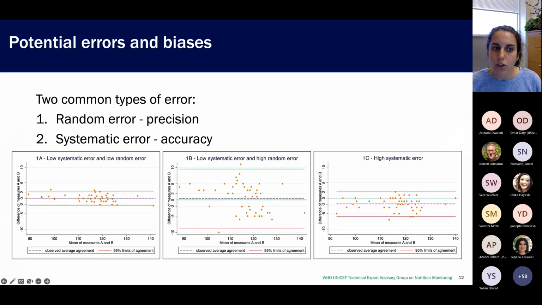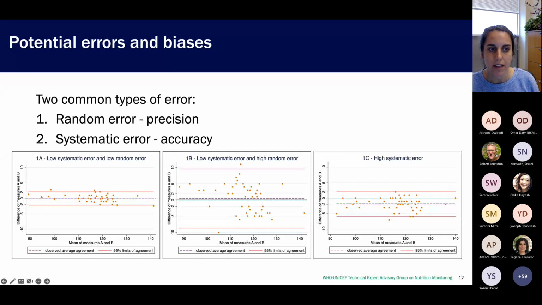There are 2 common types of error that I wanted to bring to everybody's attention when it comes to hemoglobin measurement: random error and systematic error. It helps to visualize these using Bland-Altman plots. These plots show the difference in hemoglobin measured using instrument A versus instrument B on the y-axis, across different average hemoglobin concentrations on the x-axis.